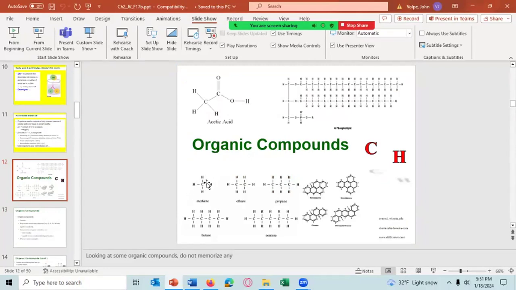Organic compounds always contain carbon and hydrogen. Oftentimes they contain oxygen, but they don't have to contain oxygen. And they may contain other elements as well. Let me see if I can blow this up.